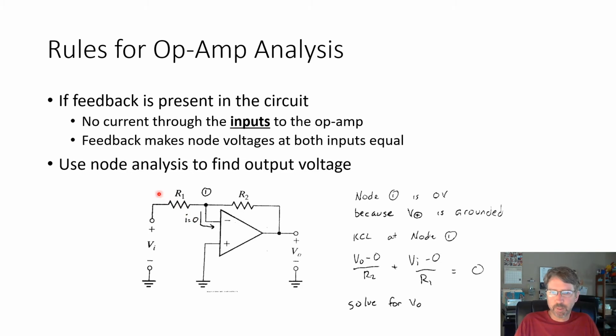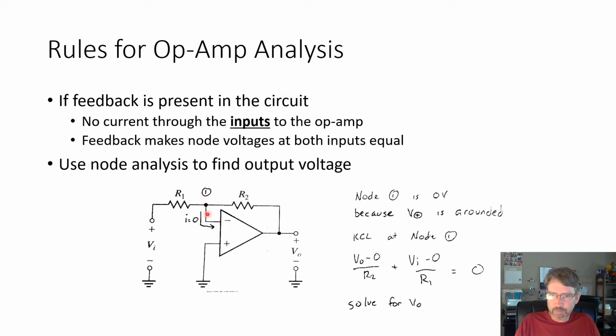Here's an example of using those rules on this inverting op amp circuit. So the non-inverting input is grounded. So node 1 here is at 0 volts from this rule. These match. The output node voltage, V out, is what we're solving for, and we're given Vi, the input. So if we know this one, we need to solve for that one. We know this is 0 volts, so we just need one equation.